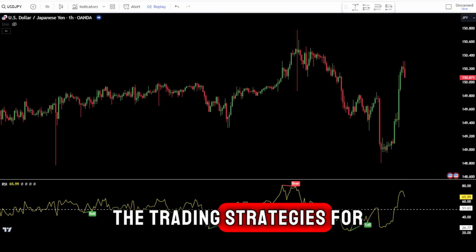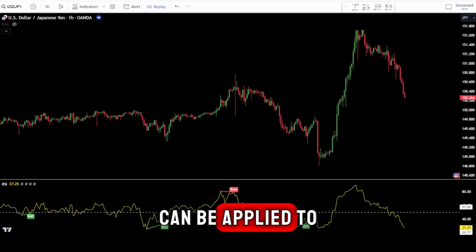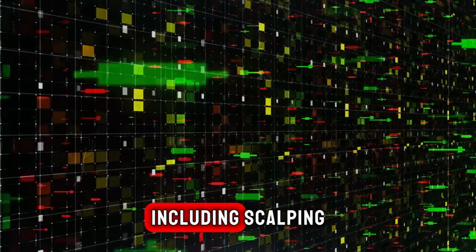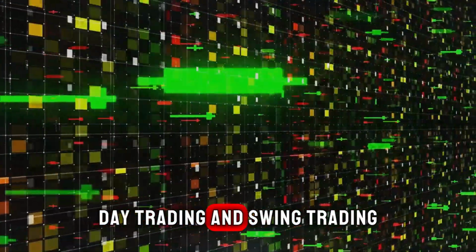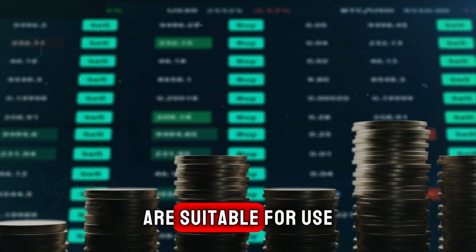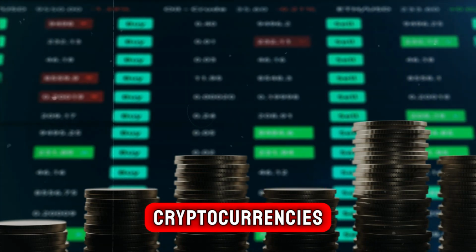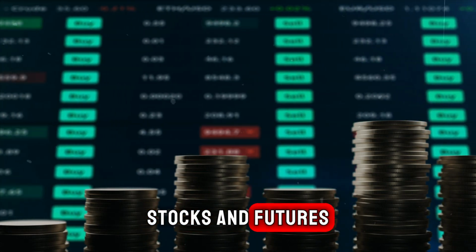The trading strategies for RSI bullish divergence and RSI bearish divergence can be applied to various trading styles, including scalping, day trading, and swing trading. Moreover, these trading strategies are suitable for use across all markets, including Forex, cryptocurrencies, stocks, and futures.